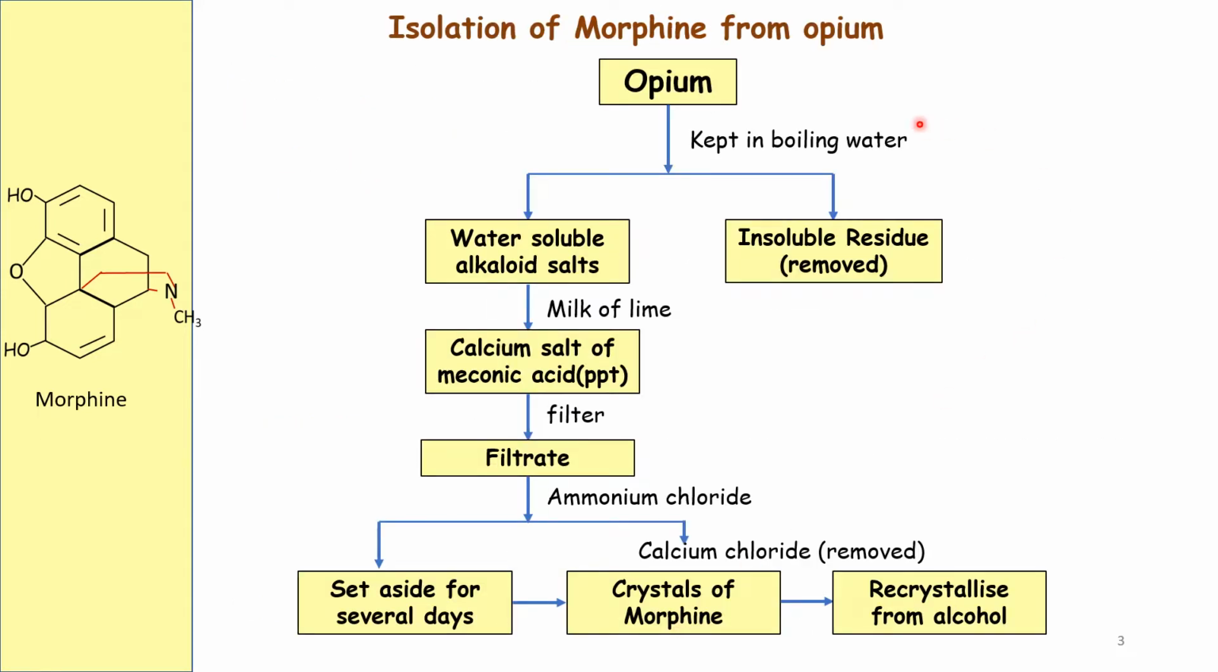Then, isolation of morphine from opium. The opium is kept in boiling water. After that, the water soluble part contains alkaloid salts, that is morphine, and the insoluble residue is removed. This water soluble part contains morphine salts. Then milk of lime, that is calcium hydroxide solution, is added to it. Then the calcium salt of meconic acid gets precipitated out, which is filtered, and the filtrate contains the morphine. To that filtrate, ammonium chloride is added, the calcium is removed, and it is kept aside for several days. Then crystals of morphine are obtained, and these crystals are purified by recrystallization with alcohol. This is the isolation of morphine from opium.